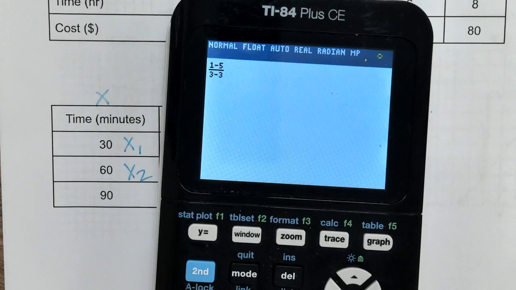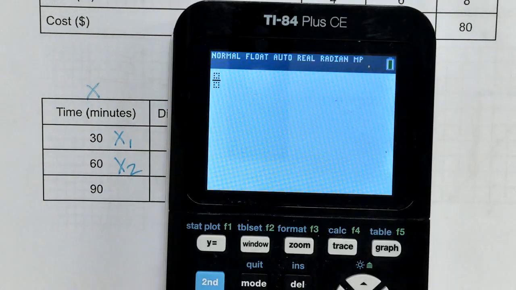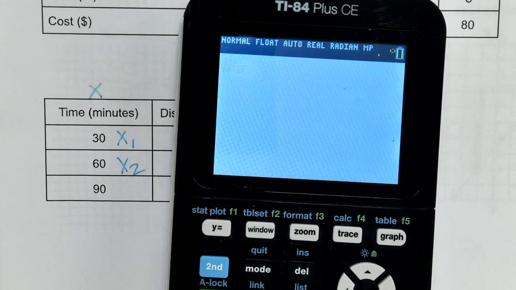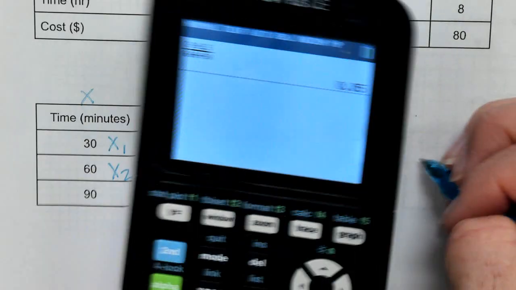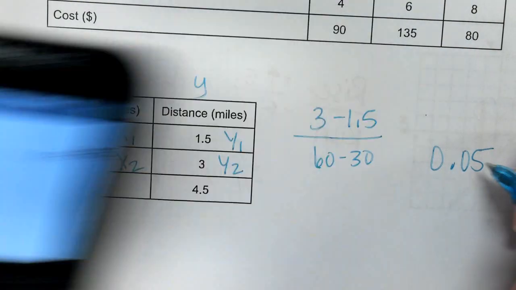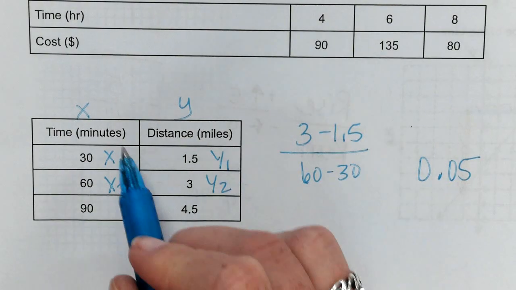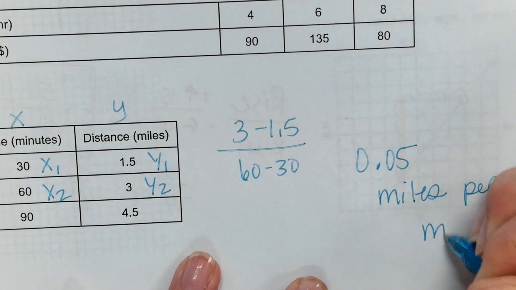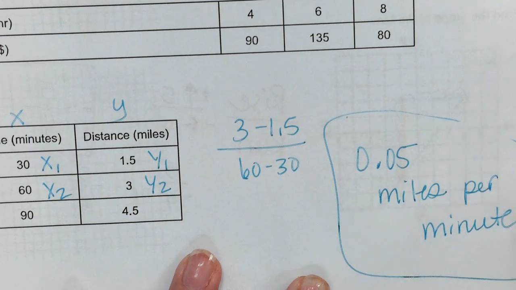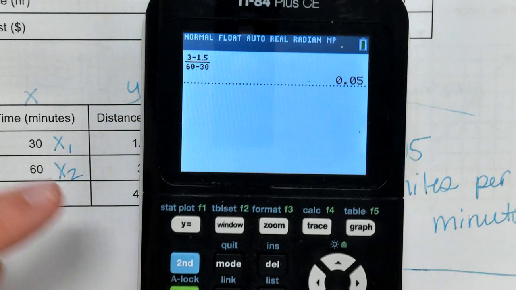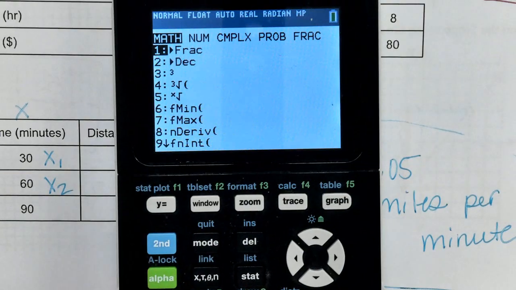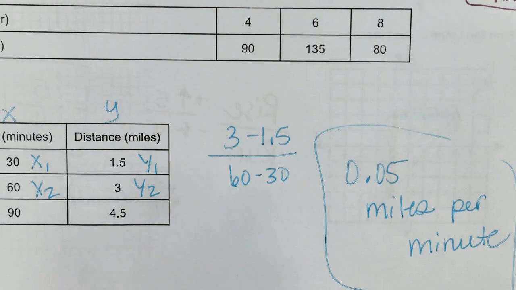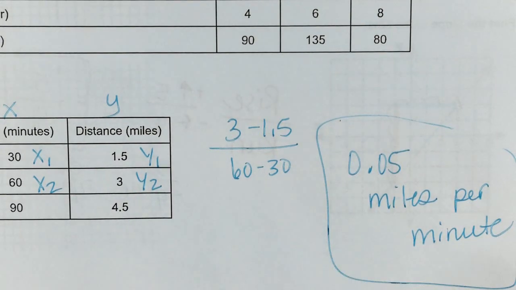So y equals 3 minus 1.5 over 60 minus 30. What did we get as our answer? 0.05. So what does that represent? Miles per minute. Now if I was graphing with it, I would want to change it to a fraction by going to math, fraction, enter. My rise would be 1, my run would be 20, but I was answering a question about it, so I put it as a decimal.